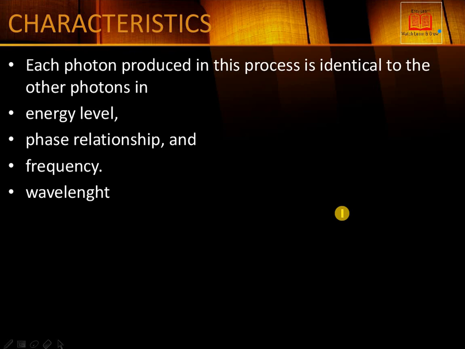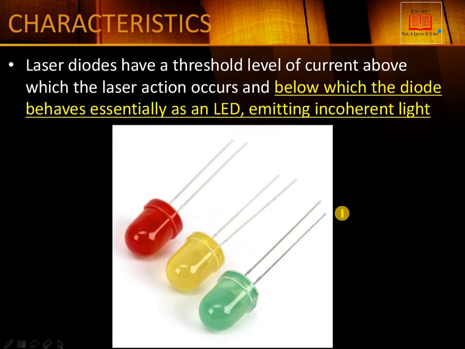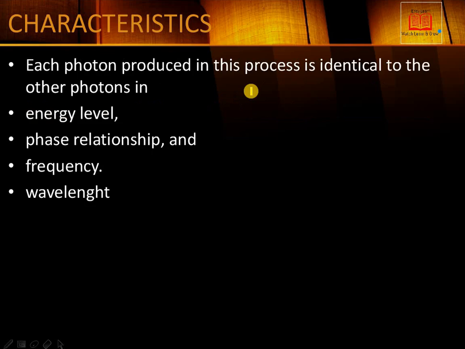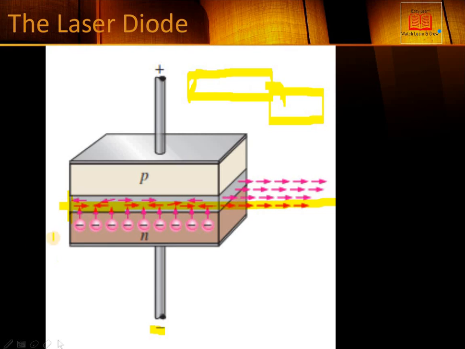Further discussion: these are the characteristics of each photon, which you can read by yourself. Below is an important point right now. The laser diode has a threshold level of current above which the laser action occurs. In the previous slide I also explained another point here: these electrons require a higher current, the threshold value. Below the threshold value, this process will not occur and this beam will not occur.